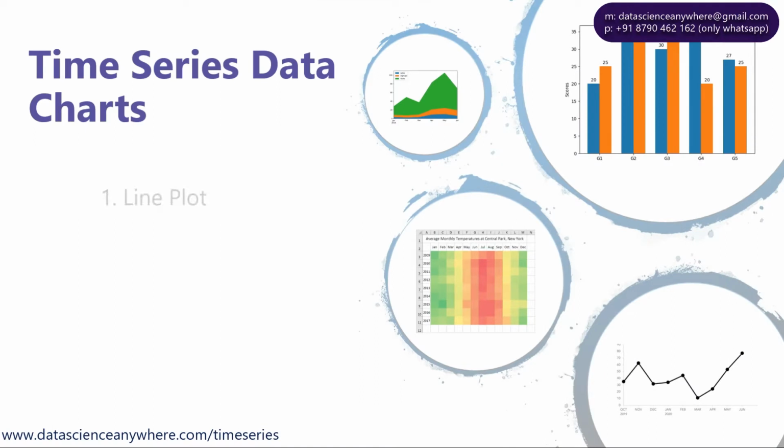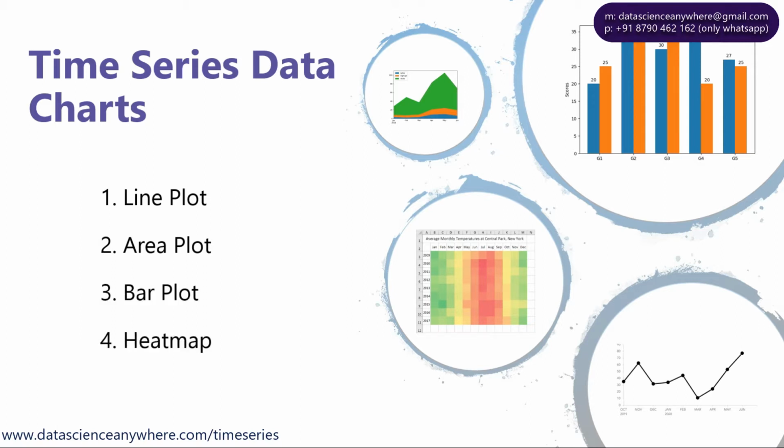Generally, there are four kinds of data visualization techniques for time series data. One is line plot, the second one is area plot, then bar plot, and finally heat maps. So these are all the four kinds of data visualization charts that will be commonly used for time series analysis. So let's look into them one by one and how to visualize the time series data in Python.